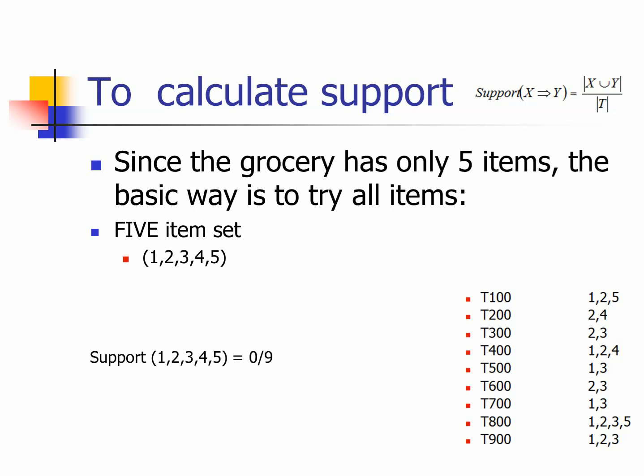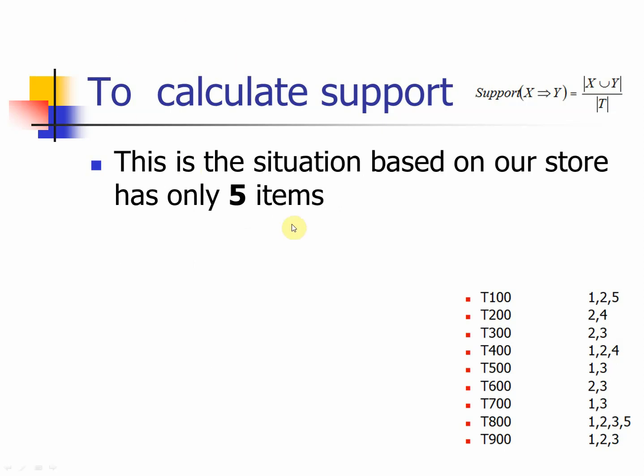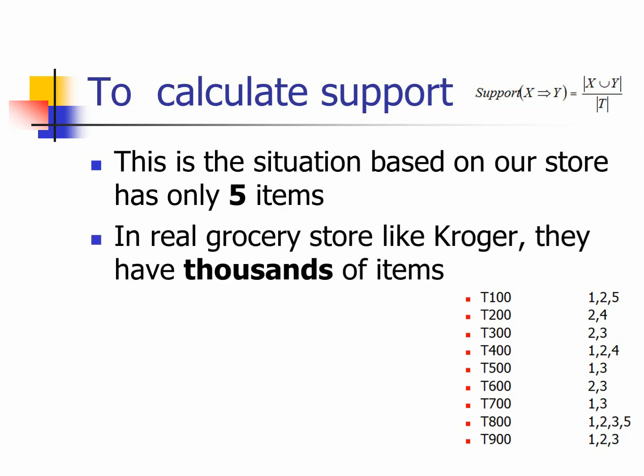The problem is this: doing this requires a lot of calculations already. And think about this: this is under the situation that our store has only 5 items. In reality, a grocery store may have thousands of items, and if we want to do similar things, trying to scale the idea of the minimum support calculation, it will require a lot of calculation time. In fact, this is probably not doable when we have thousands of items in terms of our bigger analysis.